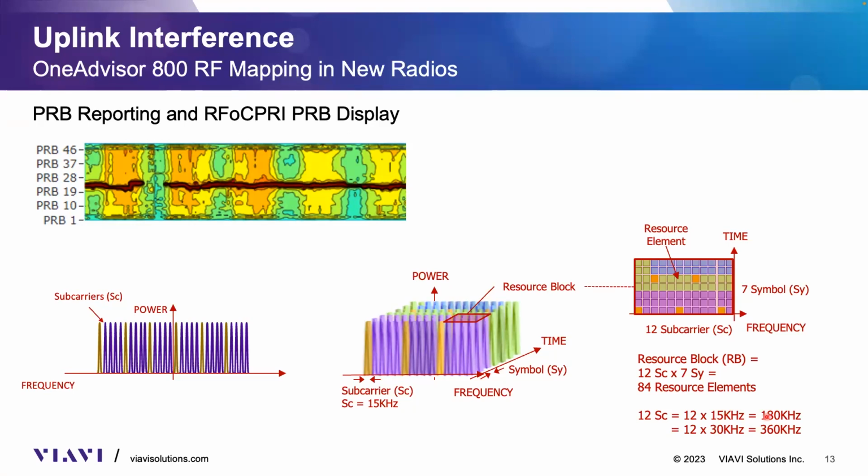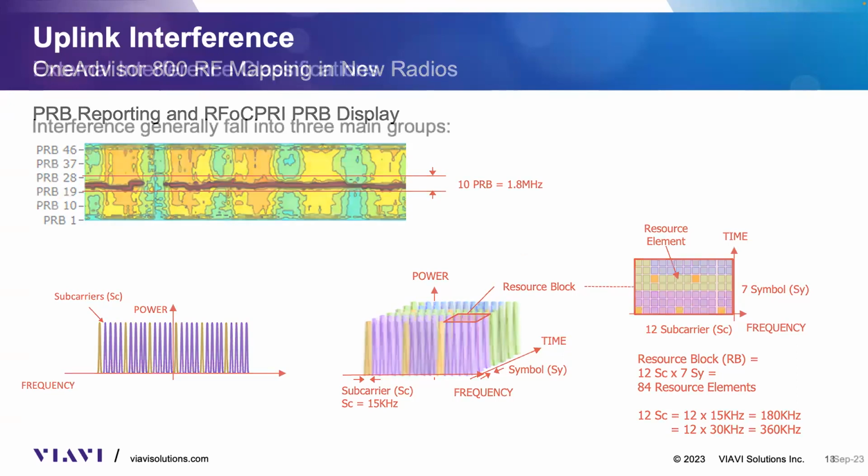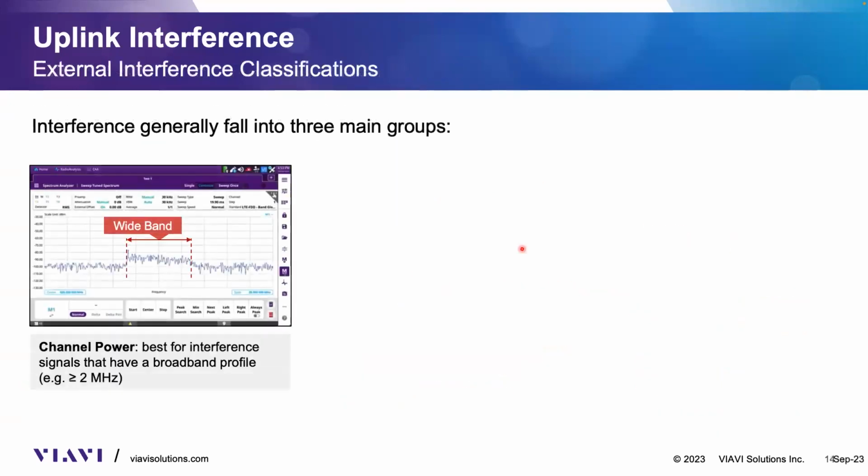Again, I just want to point that out because it's going to help us characterize the external interference properly. In the example I have here on top, this is a KPI that we receive from a management system. As you can see, this interference signal is between PRB 19 and 28. Therefore, it's about 10 PRBs, so about 1.8 megahertz if the subcarrier spacing is 15 kilohertz. Anyway, I just wanted to make that distinction between the 5G low band and the 5G mid band, that they have different widths.